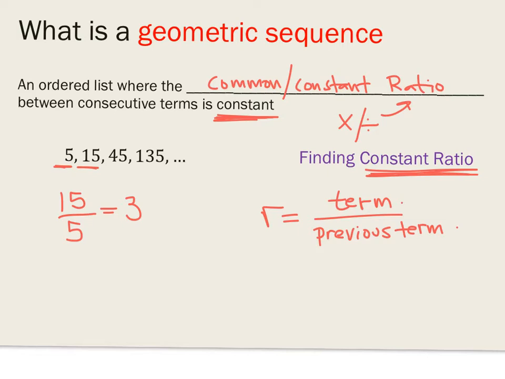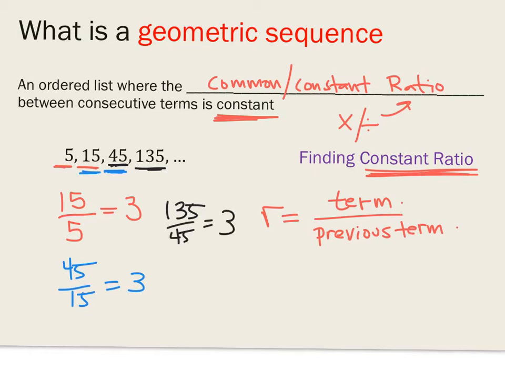Now, in order for me to make sure that this is the same every time, I now have to do that for the second pair. So I'm going to take 45 and divide that by 15, which is also going to give me 3. And then just for one more, I'm going to take 135 and divide it by 45. And of course, you might have guessed that it's also going to give me 3. So the idea is that my constant ratio in this case is going to be 3.